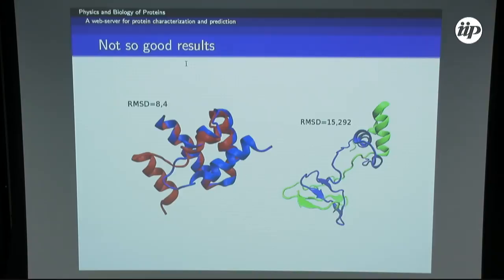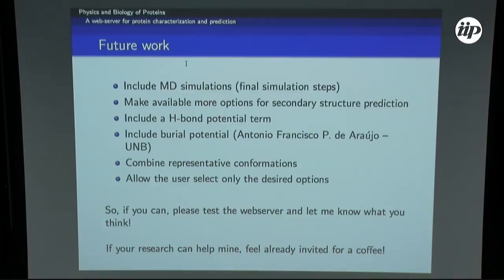For future work, we would like to include MD simulations. I think in the final steps, MD could be better than Monte Carlo simulations because of this pivot moving. It's a large movement, and molecular dynamics can be driven more toward the correct final structure. We'd like to make more secondary structure options available for the prediction. For now, we are using PSIPRED, but we'd like more options. We'd also like to include a hydrogen-bond potential. This is because if the secondary structure is just frozen, and you have, for example, a beta sheet that suffers a torsion, then our model will not be able to solve this problem.